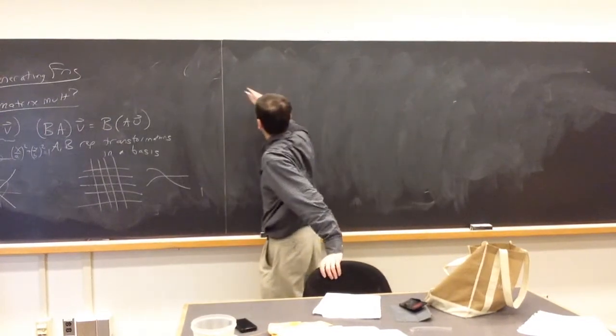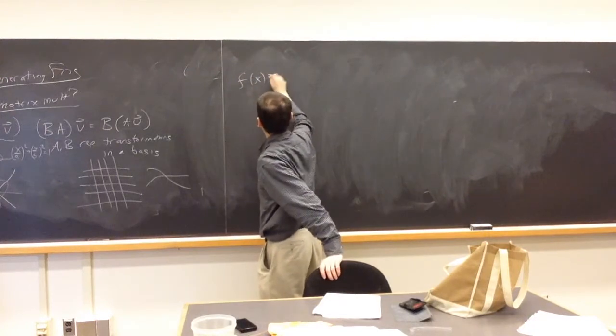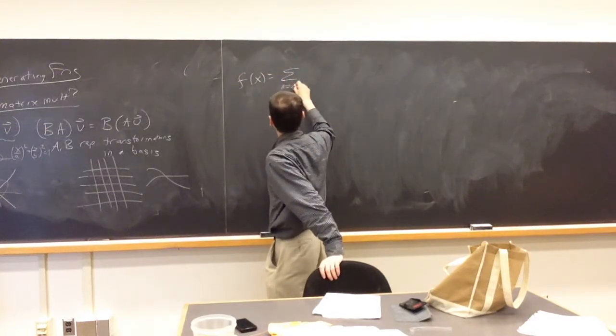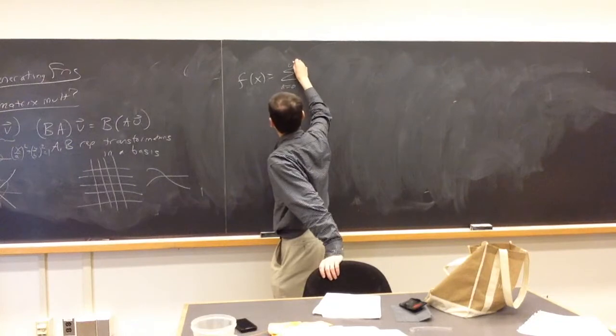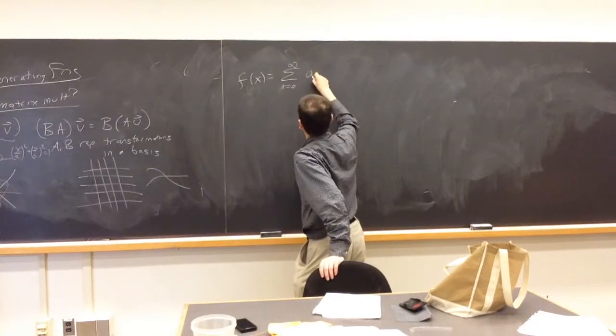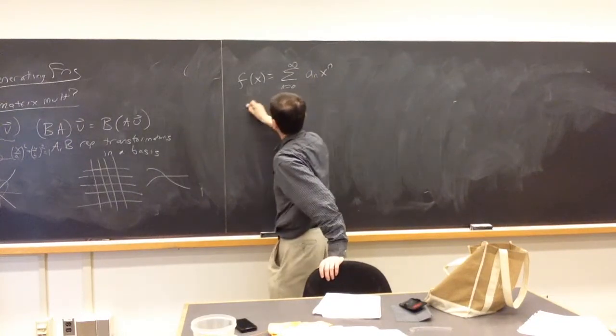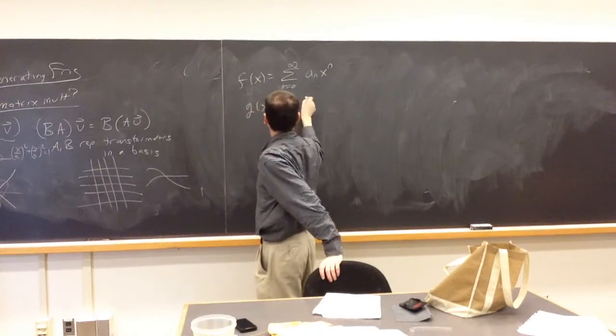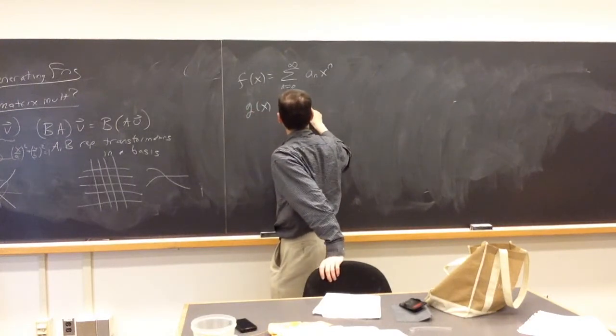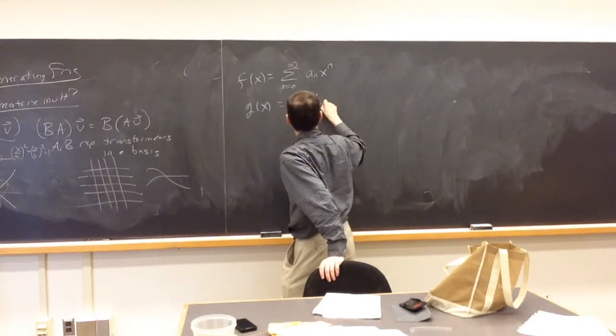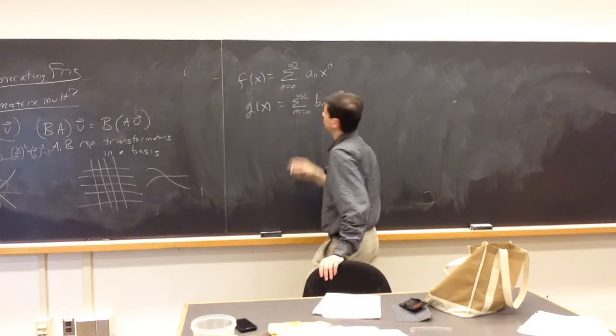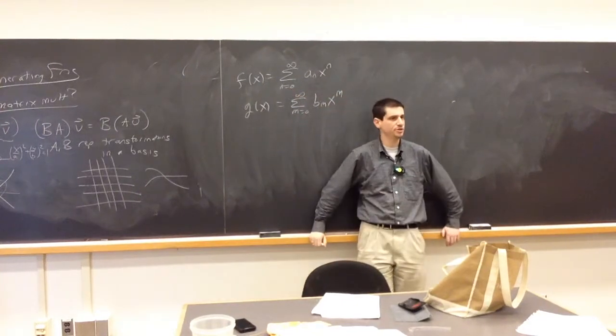So let's say I give you two polynomials. F of x equals the sum, let's say n goes from 0 to, let's go to infinity, a_n x to the n. G of x will be the sum, m goes from 0 to infinity of b_m x to the m. We'll assume these polynomials converge.